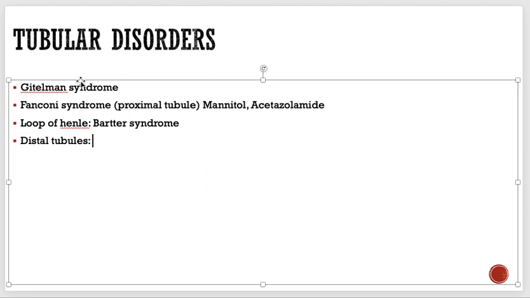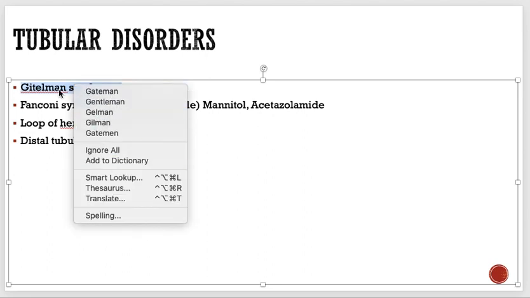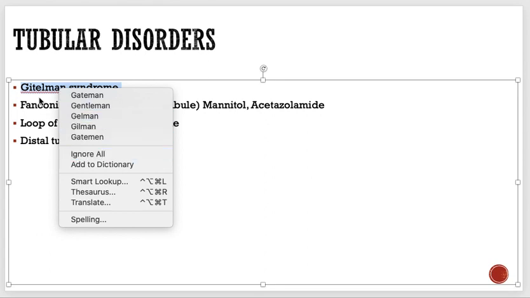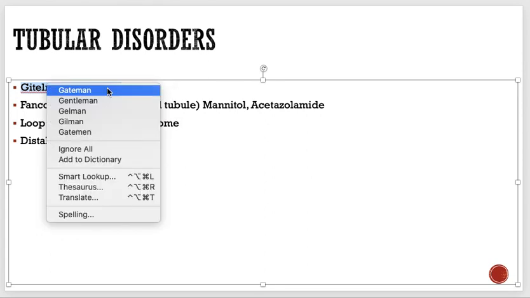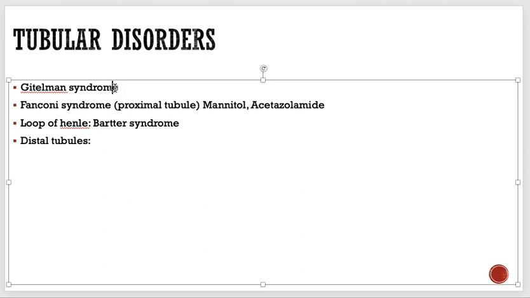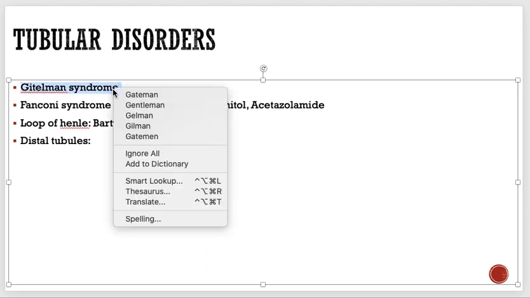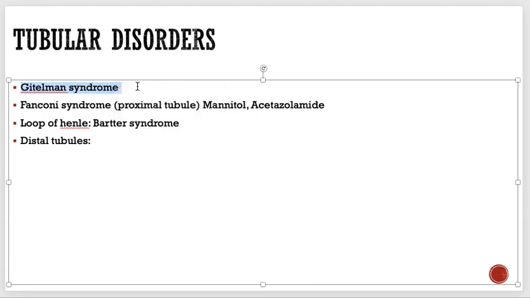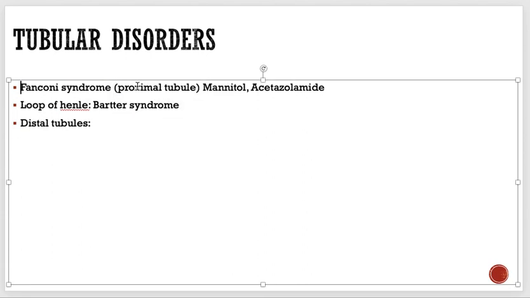This is the one where this syndrome, Gitelman syndrome, occurs.